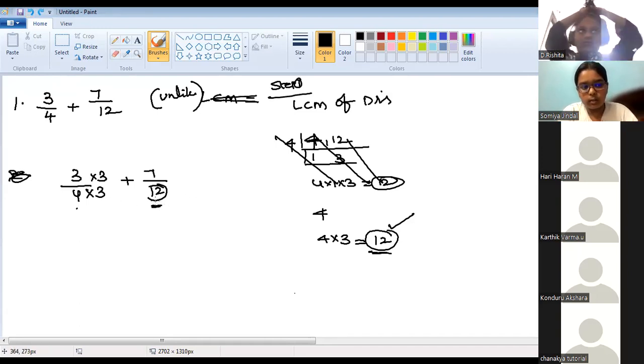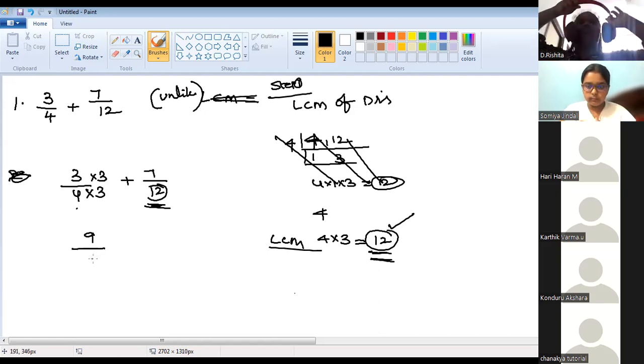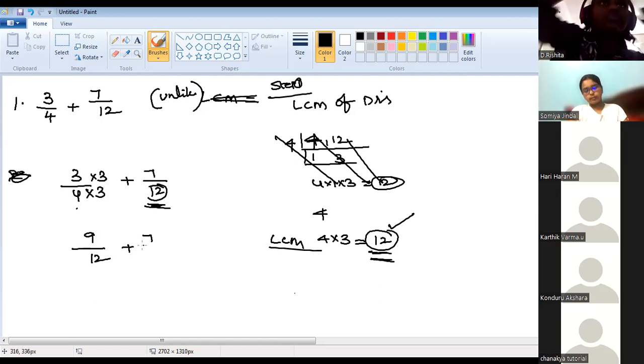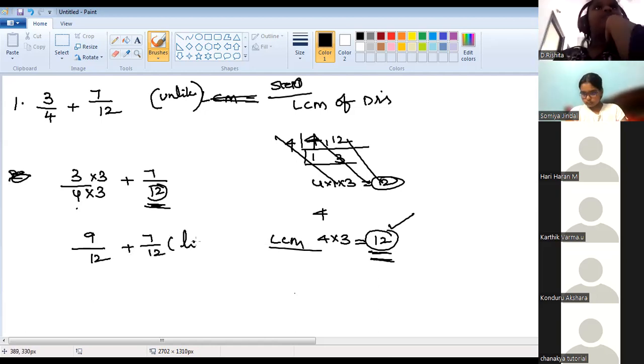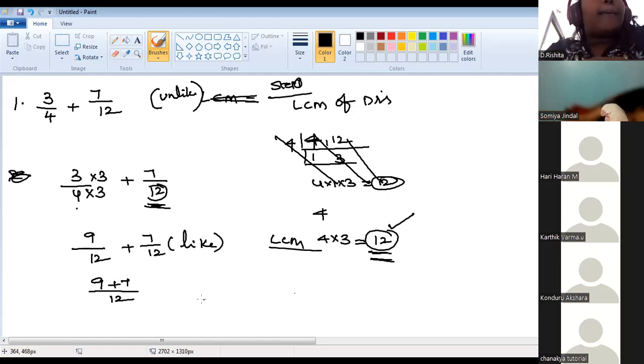Now, in this case, no need. The denominator is directly 12. Here, our LCM is also 12. Both are the same. No need to convert. Just multiply the numerator: 3 into 3 is 9. 4 threes are 12. Then 7 by 12. Both are what type of fractions? Like fractions. So you can add the numerators. 9 plus 7 is 16, and put the common denominator, 12. So 16 by 12. Understood, or shall I help you once again? Understood, ma'am.